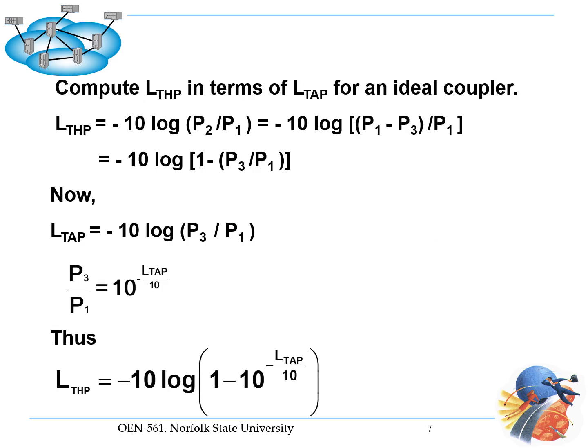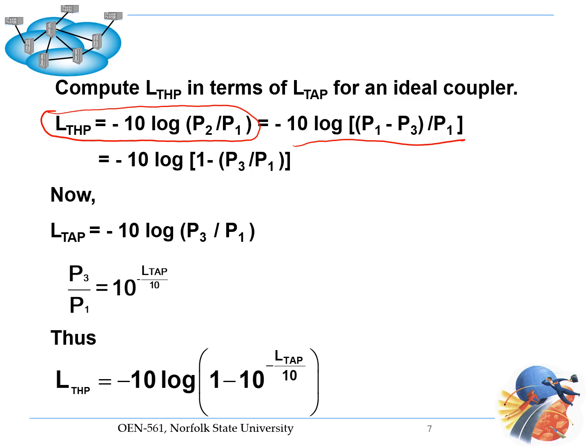Another exercise. Let us compute a throughput port loss in terms of a tap port loss for an ideal coupler, where there is no excess loss. So by definition, throughput port loss is minus 10 log P2 to P1, but P2 is P1 minus P3, so we can rewrite it as minus 10 times log of P1 minus P3 divided by P1, and we can rewrite it opening the parentheses inside the logarithm as 1 minus P3 over P1.